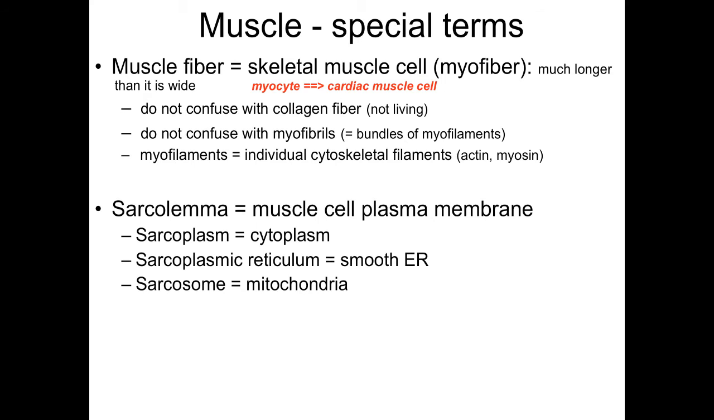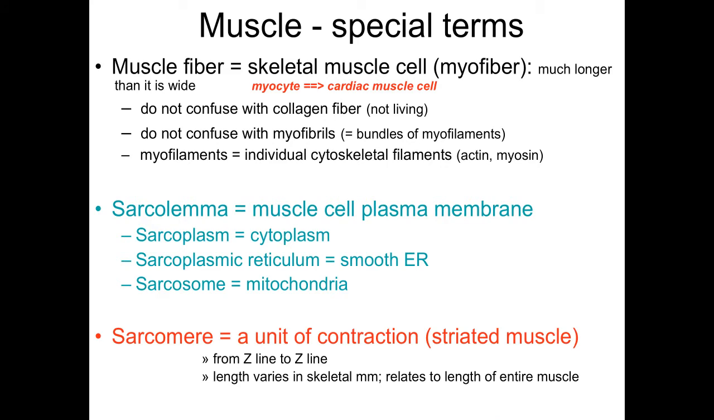If we talk about the muscle cell plasma membrane, we give it the name sarcolemma. Sarcolemma for muscle cell plasma membrane. And by the way, sarco is a term that can be used to refer to muscle. So if we say sarcoplasm, we're saying the cytoplasm of a muscle cell. If we say sarcoplasmic reticulum, we're talking about the ER, and particularly the smooth ER in muscle cells. If we say sarcosome, we're talking about mitochondria in muscle cells. So sarco means muscle.